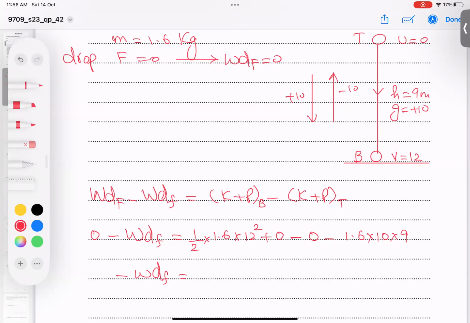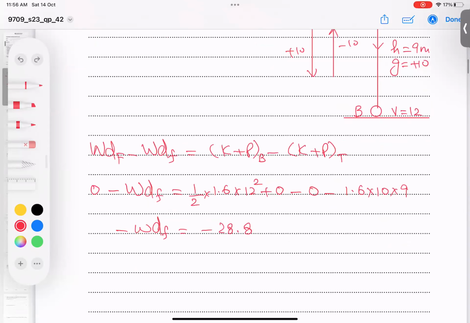When I type in the calculator, the answer is coming negative 28.8. And negative cancels from both ends. Our final answer is work done by frictional force 28.8 joules. So Alhamdulillah Rabbil Alameen, I believe the point is very clear.